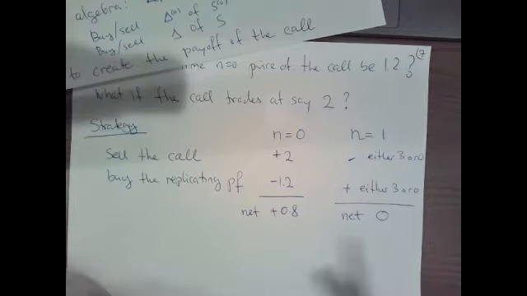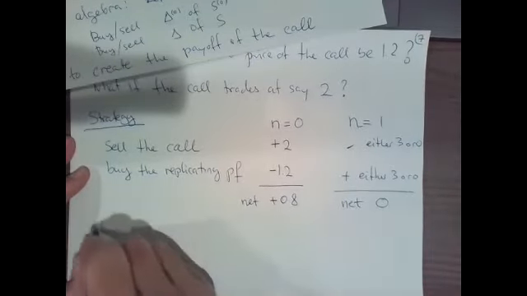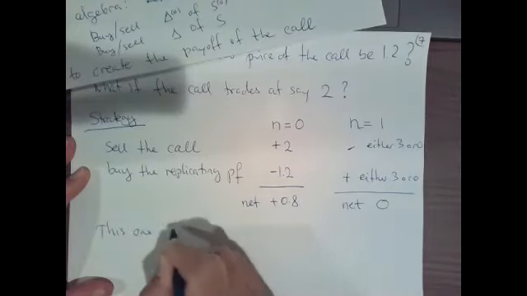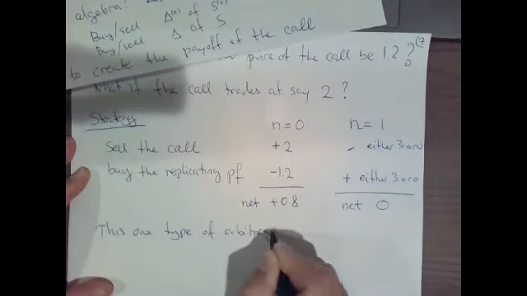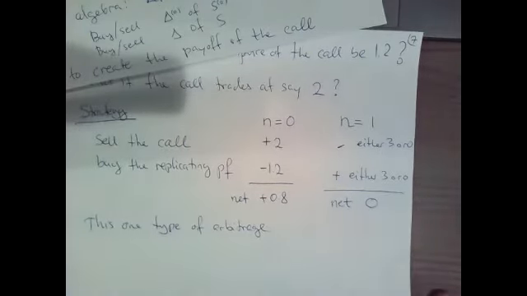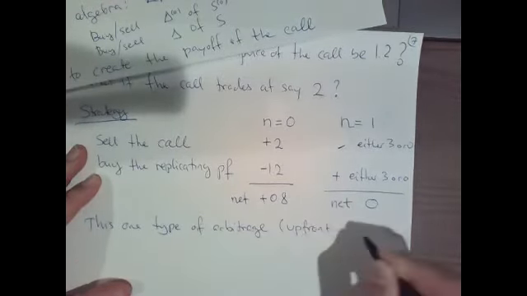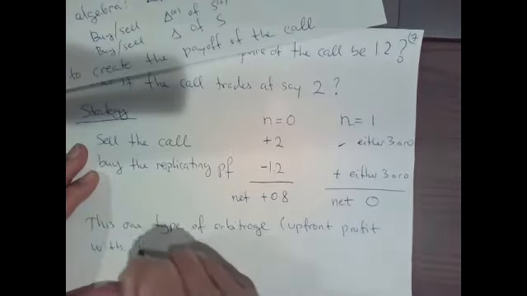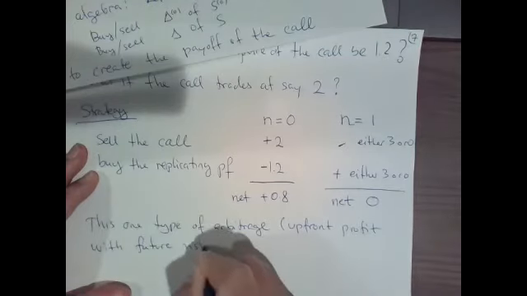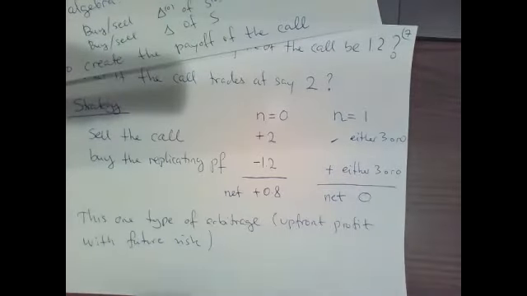So Alice says this is a good deal. A good deal in quantitative finance is called arbitrage. This is one type of arbitrage. So here you have upfront profit with no future risk. So you get cash today, and you don't have to worry about what happens in the future. That's an arbitrage opportunity.